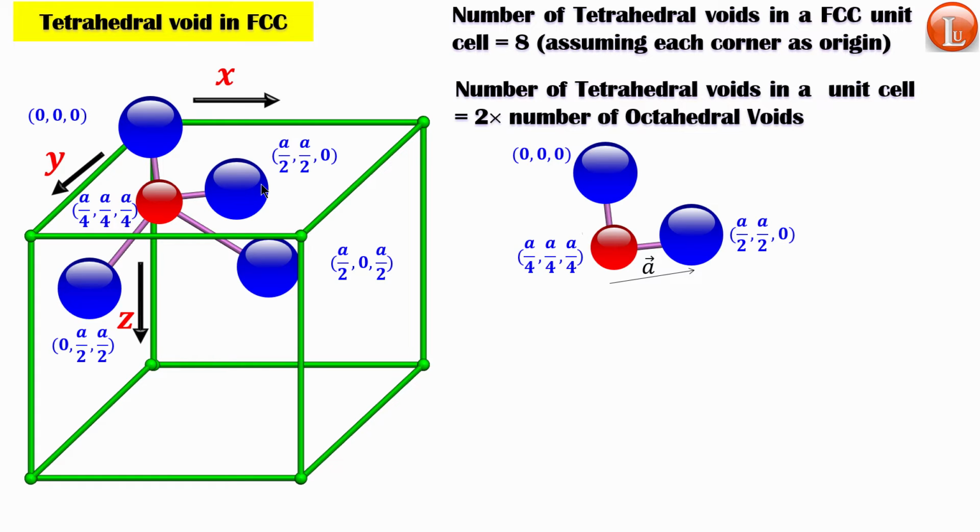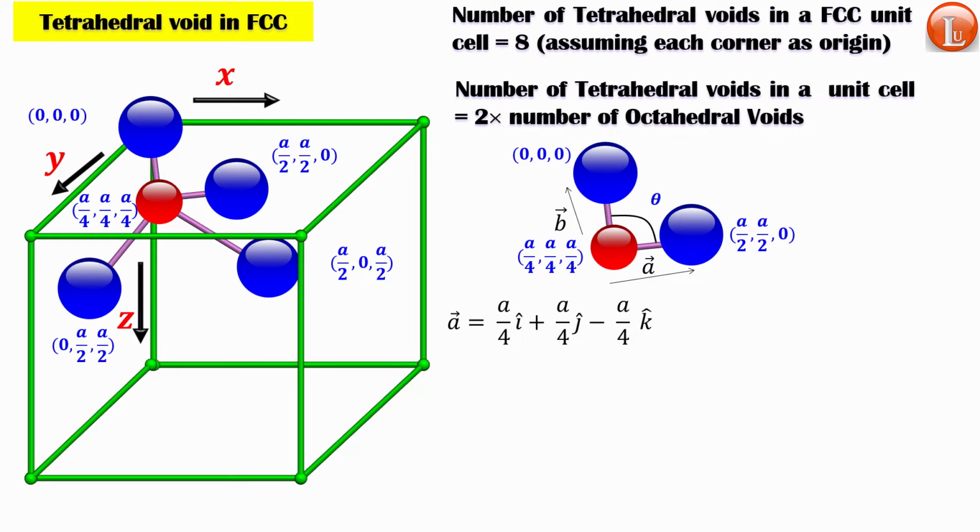So let this be vector A, and let this be vector B, and let this be angle theta. So we need to find the angle theta, and I'm going to use vectors in this. Remember, this is the corner atom 0, 0, 0. This is the top face centered a/2, a/2, 0. And this is my tetrahedral void atom a/4, a/4, a/4. So this is my vector A and this is my vector B. So what is vector A equal to? It will be (a/2 minus a/4)i plus (a/2 minus a/4)j plus (0 minus a/4)k. And that would make vector A as a/4 i plus a/4 j minus a/4 k.